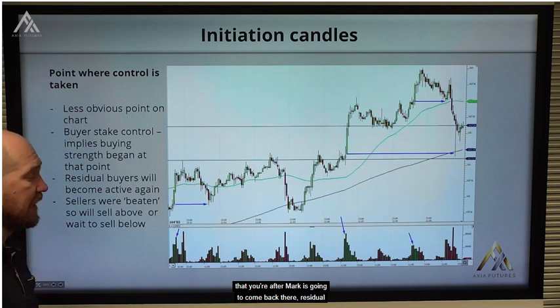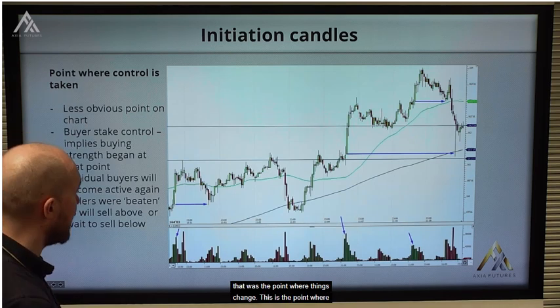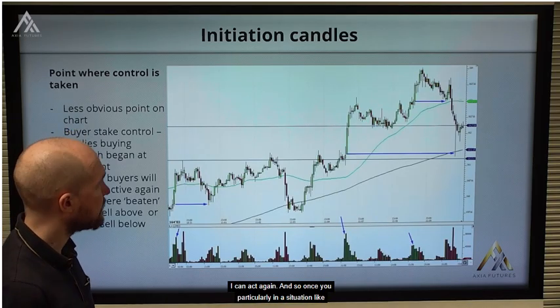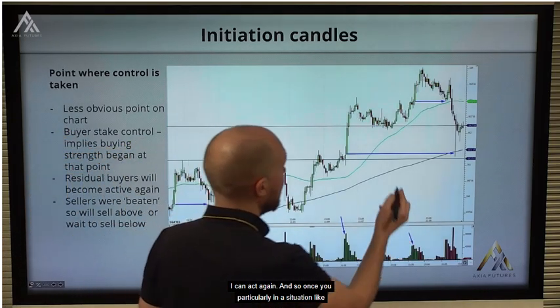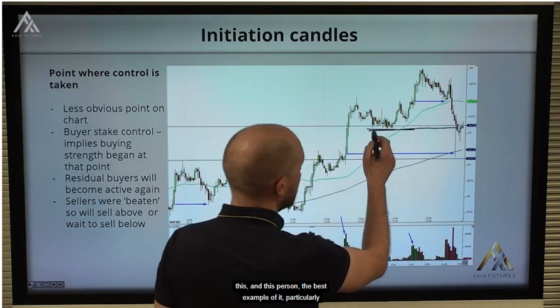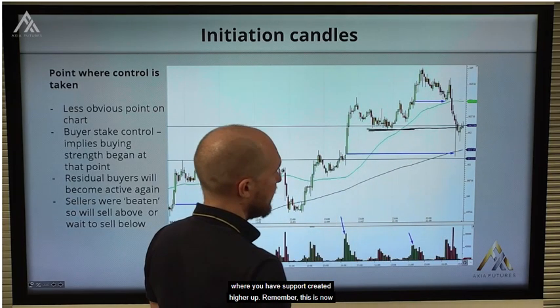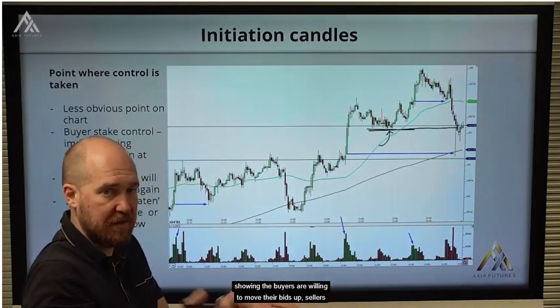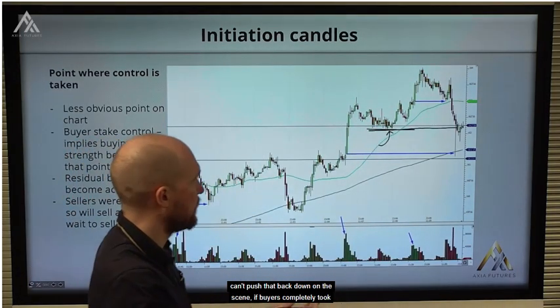Market's going to come back there. Residual buyers, essentially, are going to look at this and think, well, that was the point where things changed. This is the point where I can act again. And particularly in a situation like this, and this is perhaps one of the best examples of it, particularly where you have support created higher up. Remember, this is now showing that buyers are willing to move their bids up. Sellers can't push that back down on them.